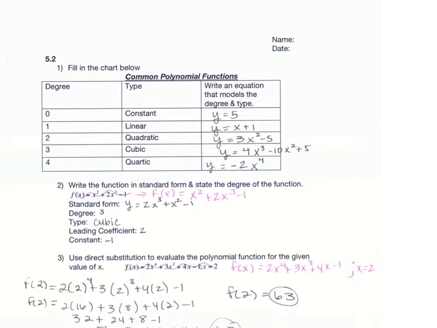Okay, to be a polynomial function, remember, we're really looking at our x's, and as long as the power is a positive integer, right, counting number, then it's a polynomial. So for example, we can have x to the 5th plus x to the 4th plus 5.